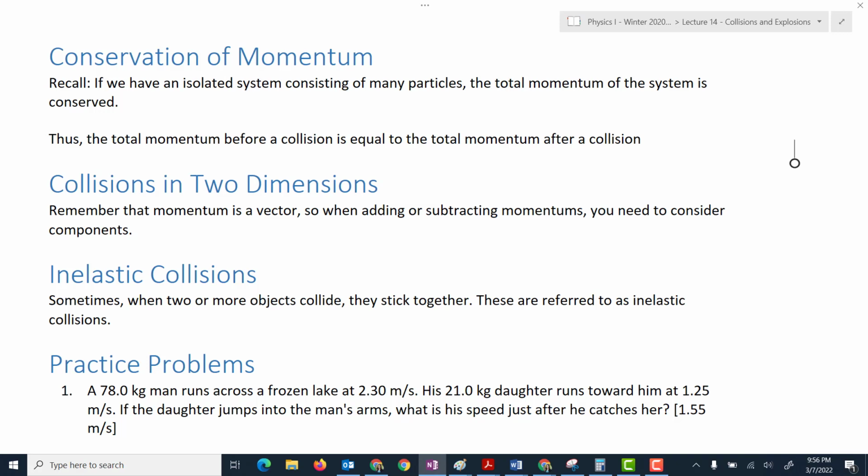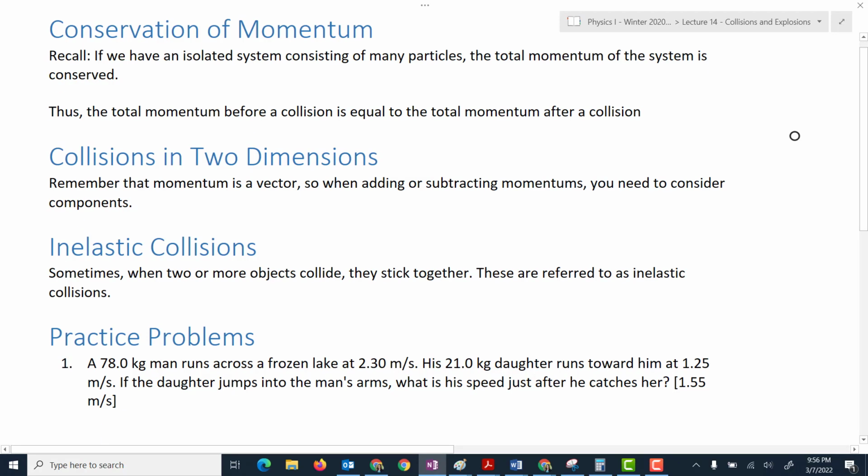Momentum is a vector quantity, so when you add or subtract momentums, you need to add them as vectors. That means you need to consider the x components and the y components. Just like adding forces that have x and y components, you would add the x components to each other and then add the y components and then recompose them as vectors. We'll practice doing that soon.